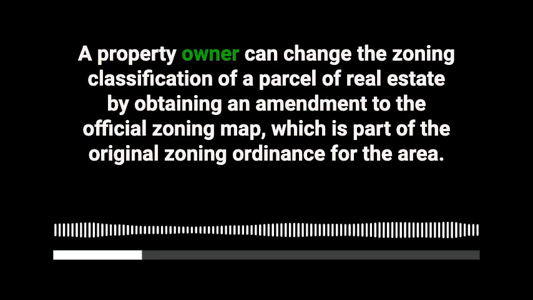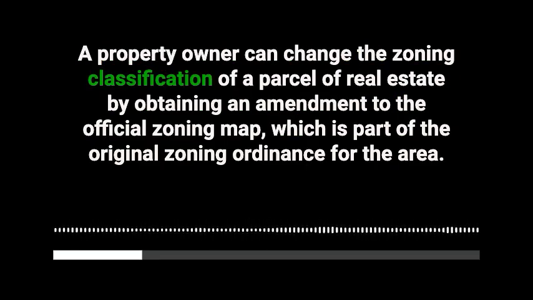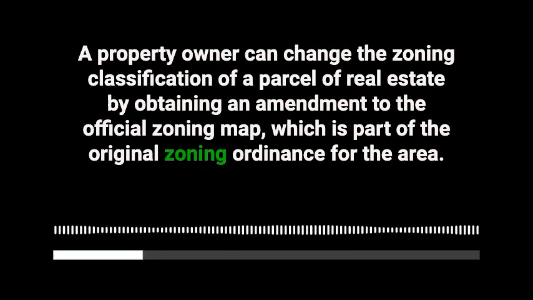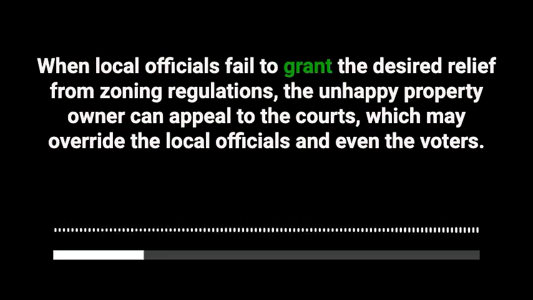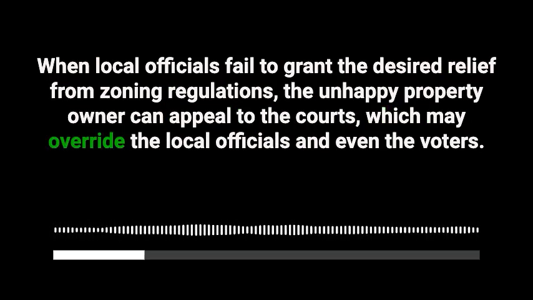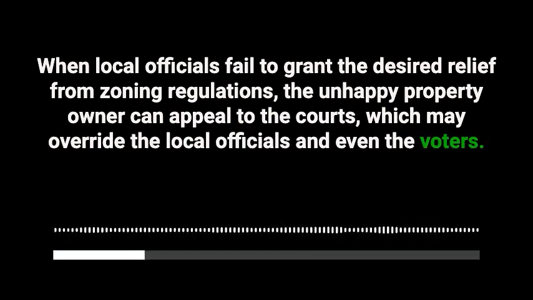A property owner can change the zoning classification of a parcel of real estate by obtaining an amendment to the official zoning map, which is part of the original zoning ordinance for the area. The proposed amendment must be brought before a public hearing on the matter and approved by the governing body of the community. When local officials fail to grant the desired relief from zoning regulations, the unhappy property owner can appeal to the courts, which may override the local officials and even the voters.